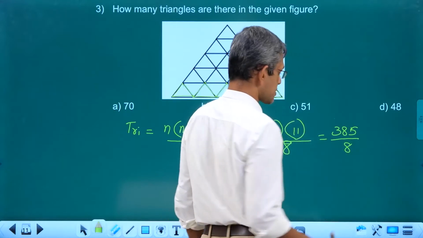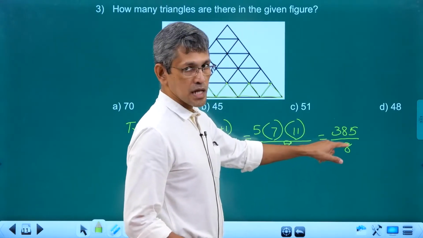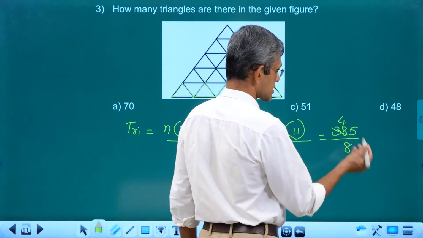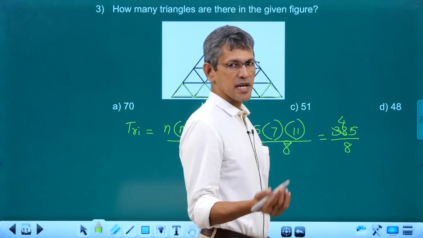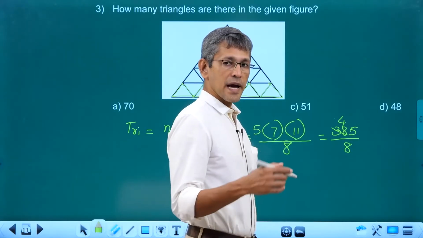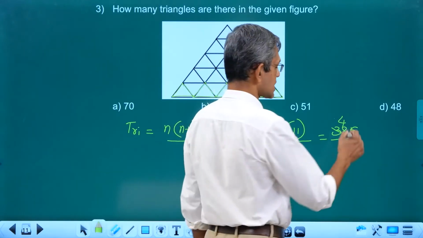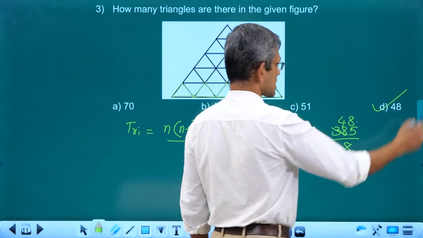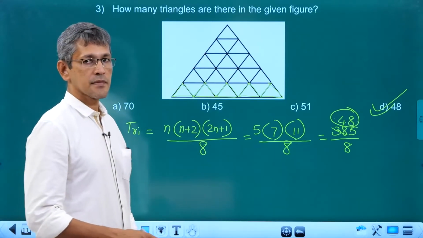What do you get approximately? 8 into 4, 32, right? So 4 times and balance is 6. 6 and 5, 65. 65, 8, how many times? Actually 8 into 8 is 64. So 8 times. So 48 point something. So 48 would be the answer. So 48 triangles we have here altogether.